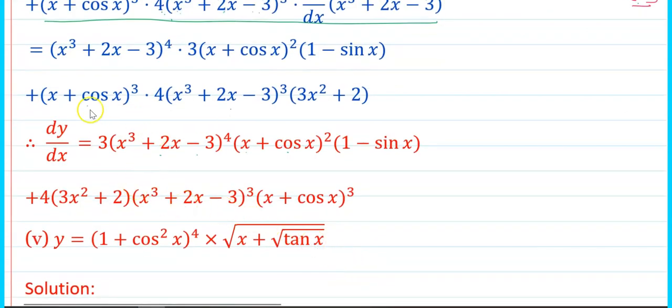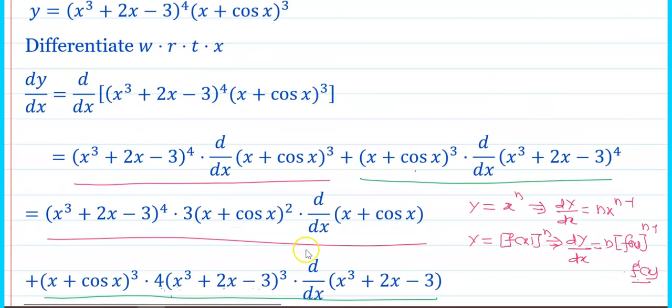Okay. Next या remaining terms आपण इथे लिहिलेले आहे. What is your 4? 4 पुढे घेतलेला आहे. 3x square plus 2, then (x cube plus 2x minus 3) bracket cube, (x cube plus 2x minus 3) bracket cube, and lastly (x plus cos x) bracket cube, it is here. Okay. पुन्हा तुम्ही इथे बघू शकताय.